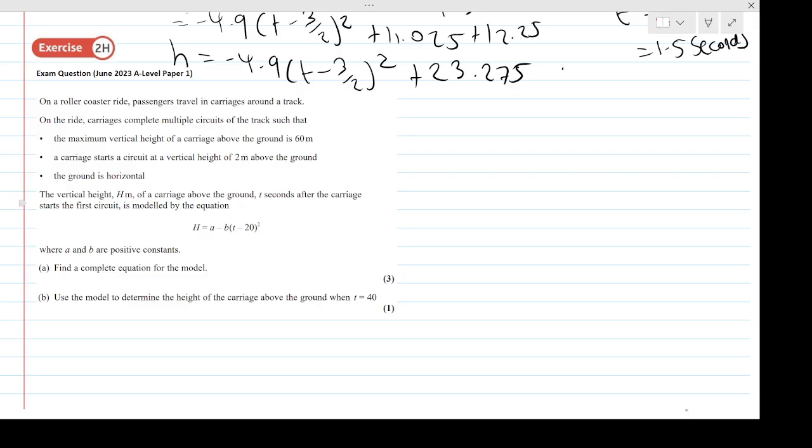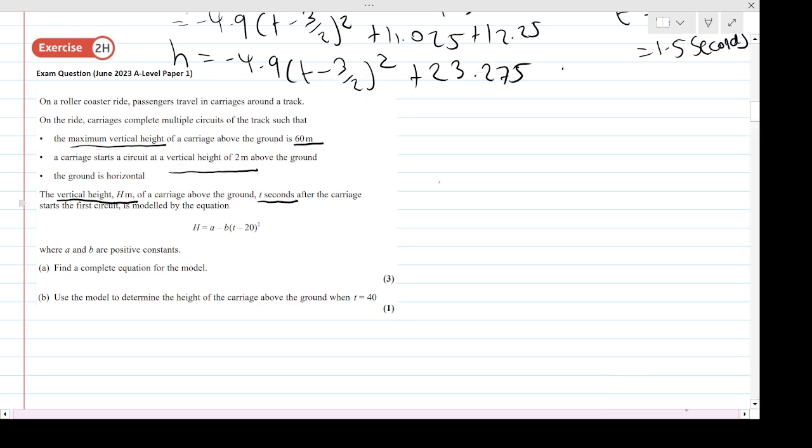So they do look to throw a lot of words in. That's just unfortunate. That's real life for you. But really the strategy is to just highlight the main things. So I always highlight the units, so the variables: h in meters, which is the vertical height, and t in seconds. And then I highlight perhaps the numbers. So 60 meters would be the maximum vertical height. The carriage starts at a vertical height of 2 meters. That's basically it. Okay. And also we've got this equation here.